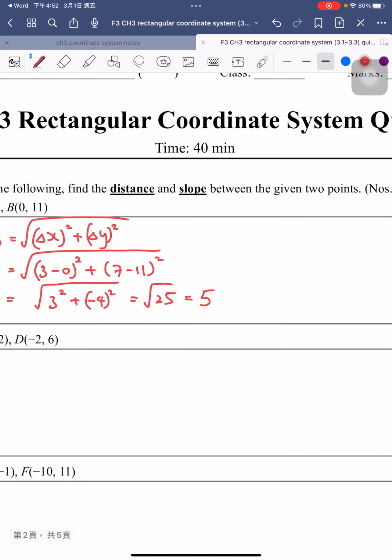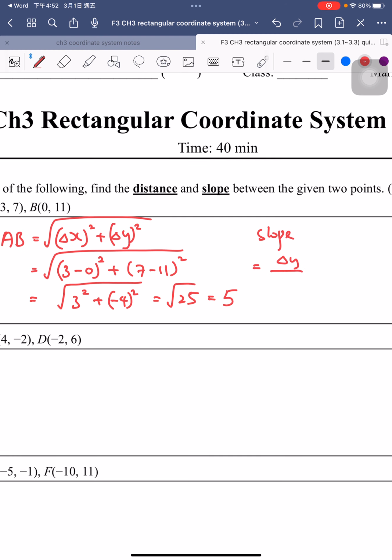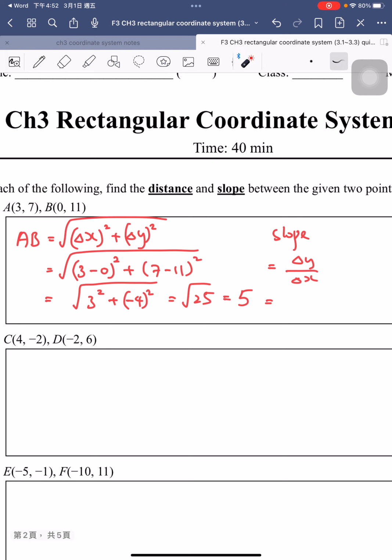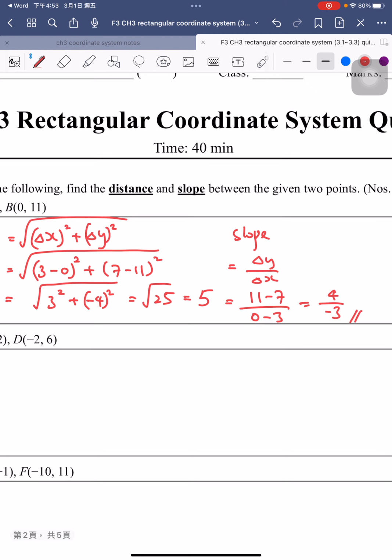Then now we can calculate the slope. The slope is equal to the change of y divided by the change of x. For the first point, it's going to be 11 and 7, so we use 11 minus 7, and then we divide by 0 minus 3. So we have 11 minus 7 divided by 0 minus 3. Using a calculator, you can get this as equal to 4 over negative 3. So that's the final answer.